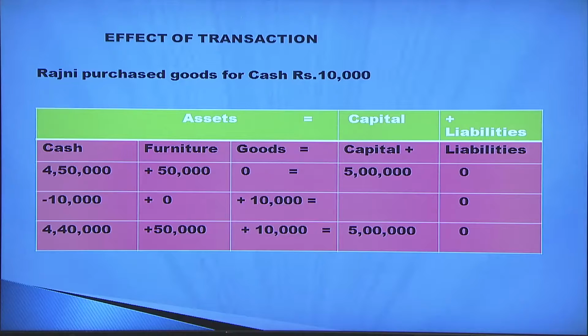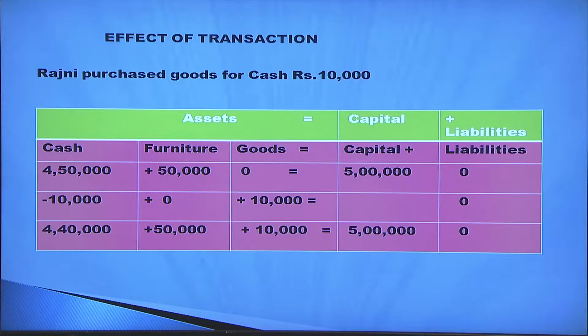Rajni purchased goods for cash. Here goods can be included under assets. Purchase goods for cash rupees 10,000. So, cash is going, so minus 10,000, effect of this transaction in the cash column, plus 10,000 in the goods column. So, new accounting equation is 4 lakh 40,000 as cash plus furniture 50,000 plus goods 10,000.